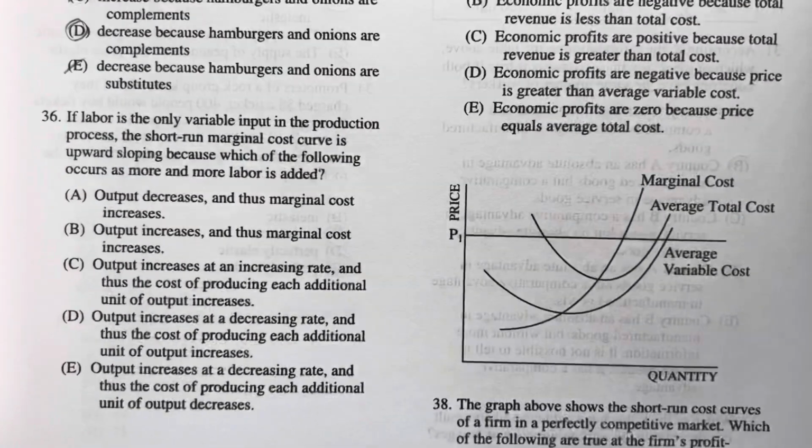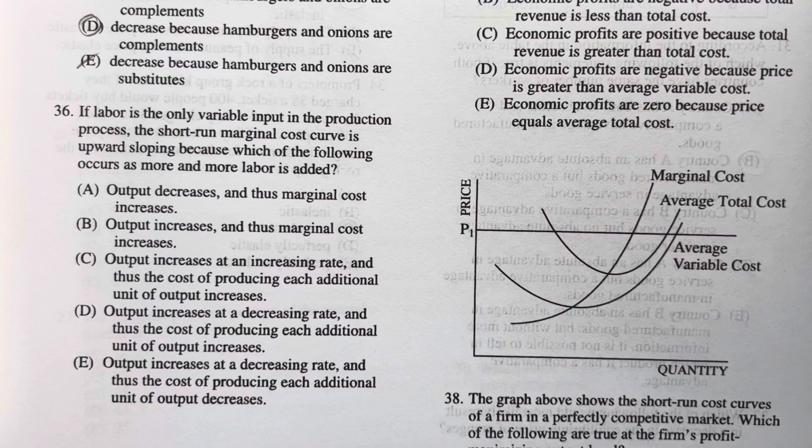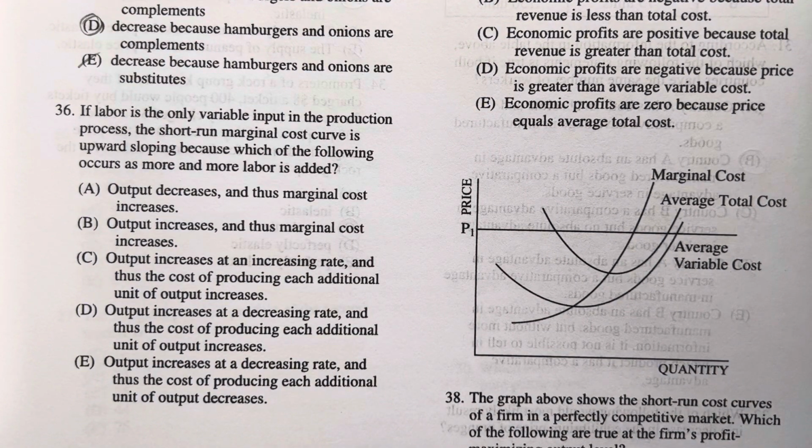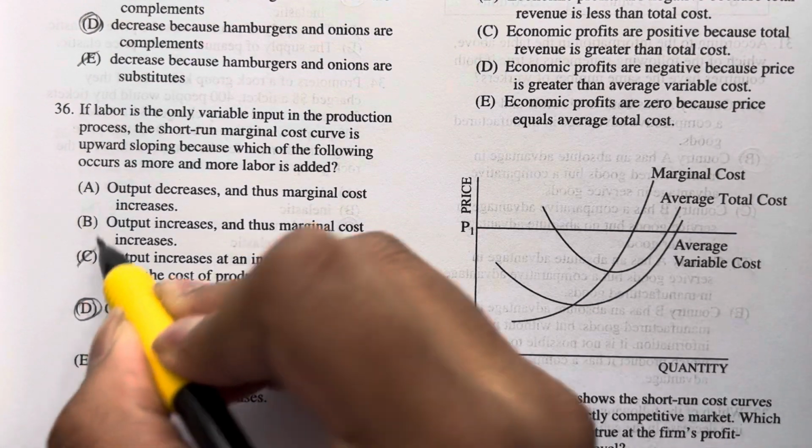36. If labor is the only variable input in the production process, the short-run marginal cost curve is upward sloping because of which of the following occurs as more and more labor is added? Let's see. Should be D. Output increases at a decreasing rate, and thus the cost of producing each additional unit of output increases. The cost of producing each additional output doesn't decrease, otherwise you would just keep adding a unit of output. So it should be D.